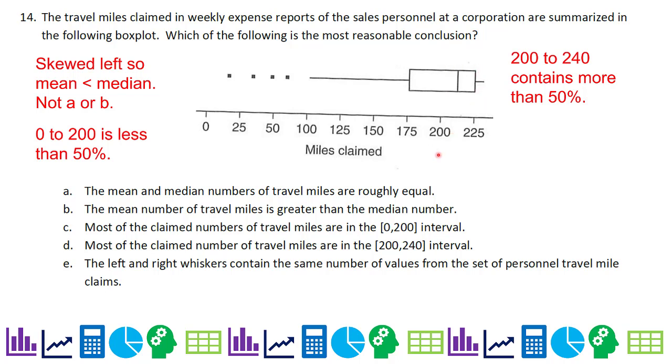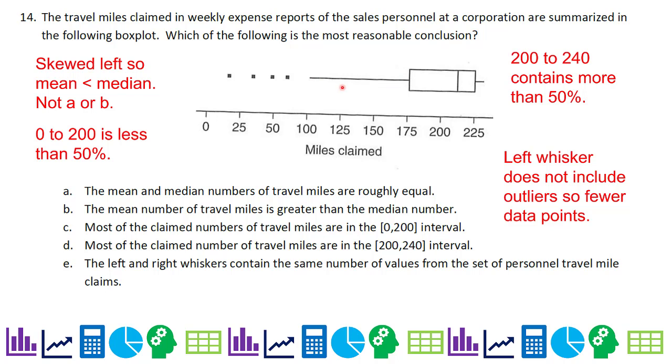It says the left and right whiskers contain the same number of values. Well, if there were no outliers, then I would agree with this statement, but we're missing a couple of data points because of these outliers in that whisker. So this whisker has a few more data points. So the correct answer is D.